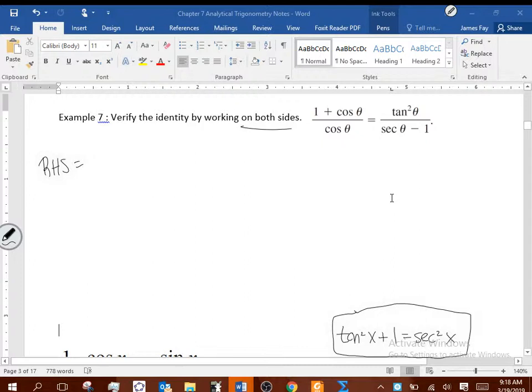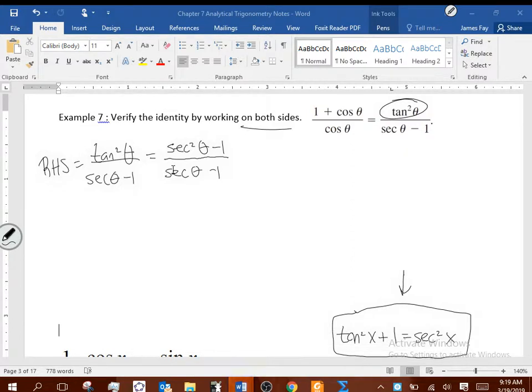Why would I use that? Why do I think that one's useful here? Let's take that tangent squared theta over secant theta minus 1. If I replace the tangent squared using this identity, doesn't it have to be replaced with secant squared theta minus 1? And the denominator is secant theta minus 1. Do you see how that made a really nice relationship between the numerator and the denominator?